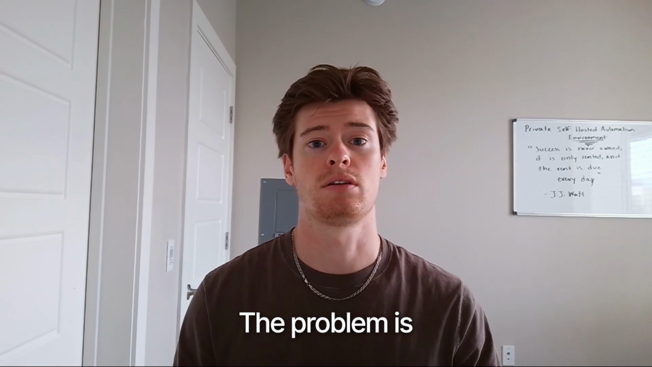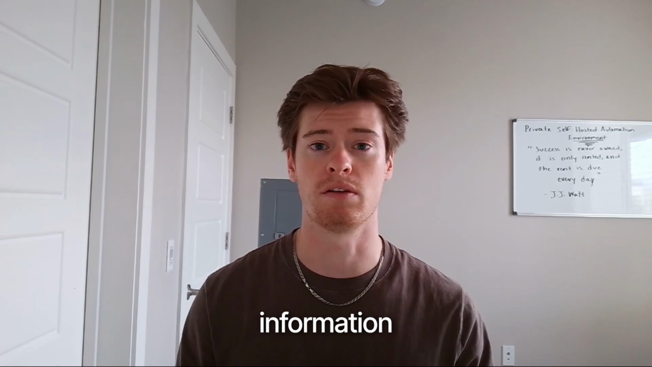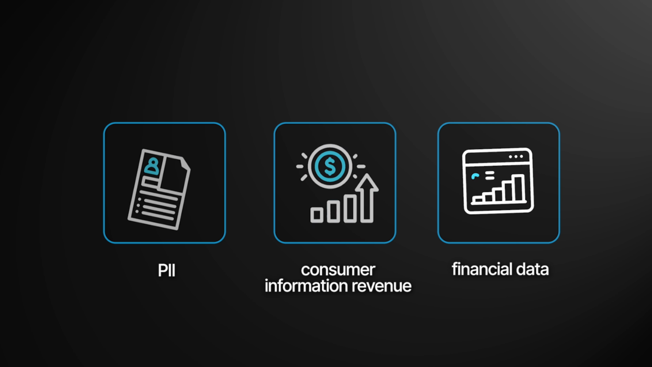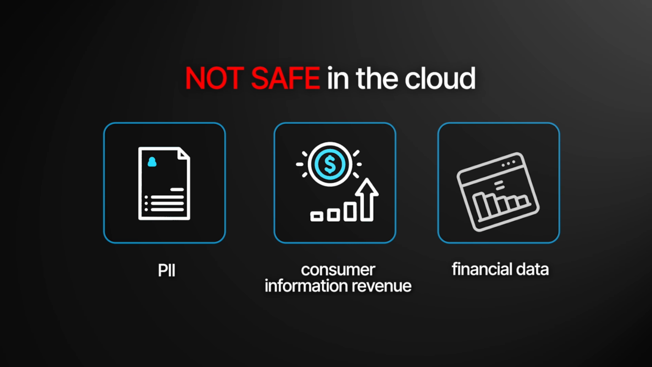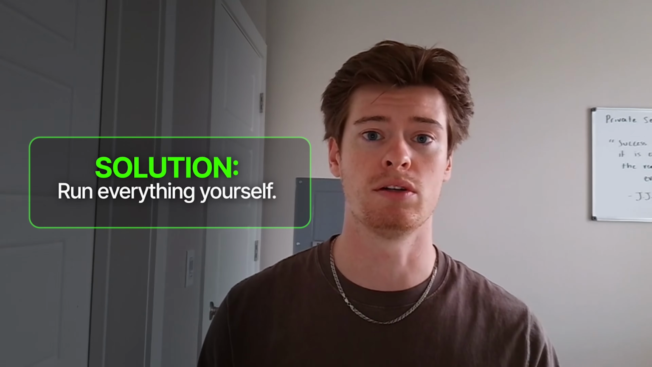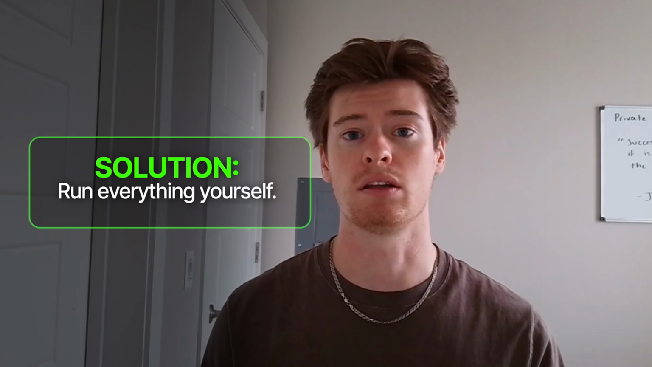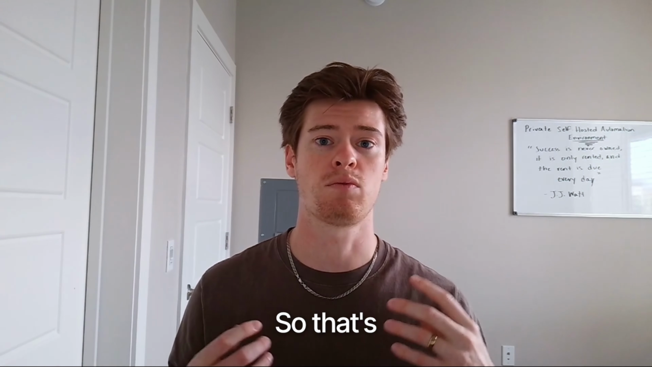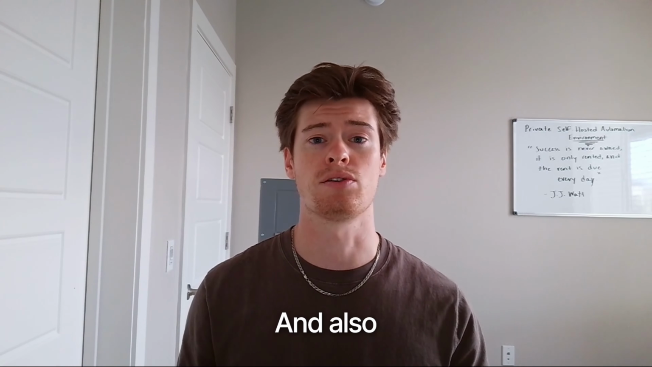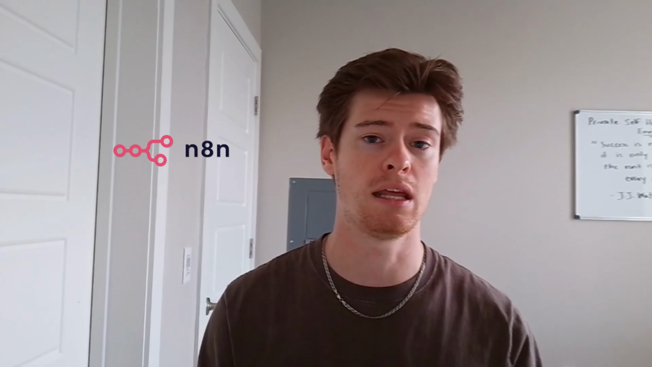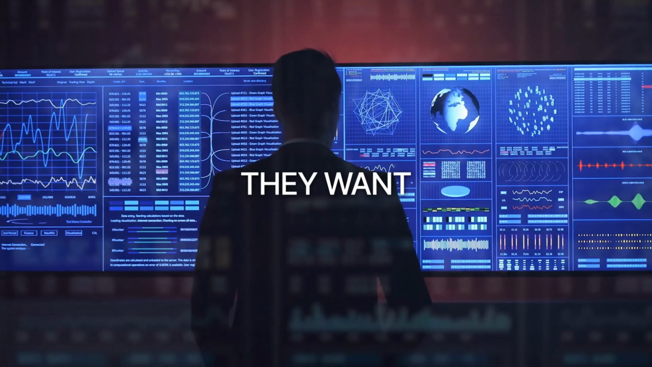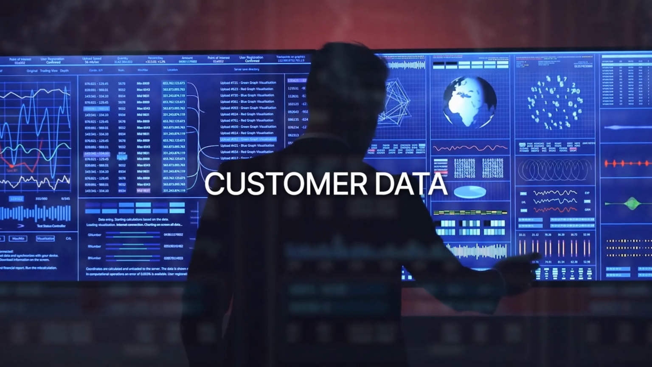The problem is truly that businesses don't want personal information like PII, consumer information, revenue, financial data to be in another server or a place where they don't know where it is and can't control it. So it's much more important as a business to own your data and understand that it's never going to leave where you host it. So that's the importance of keeping data private and why closed source LLMs and also cloud hosted server platforms like n8n, Zapier, and Make, it's difficult for businesses to use it because they want to keep their data safe and their customer data safe as well.